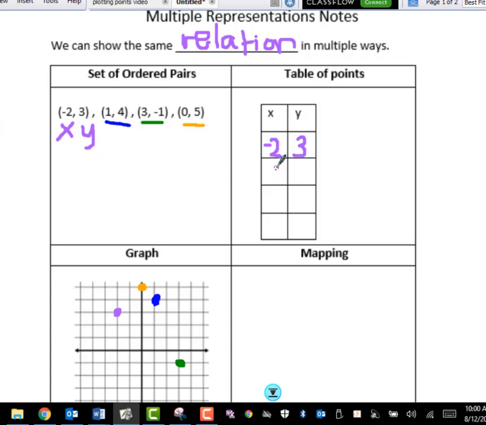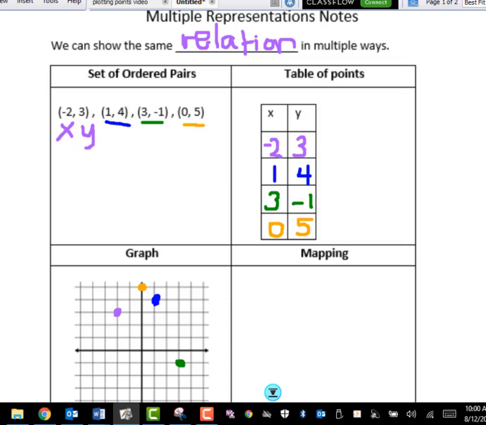The next point is at 1, 4. Our next point is at 3, -1. And our last point is at 0, 5. It doesn't matter the order you write them in. I could have written these points in any order as long as the X's were underneath the X column and the Y's were underneath the letter Y.